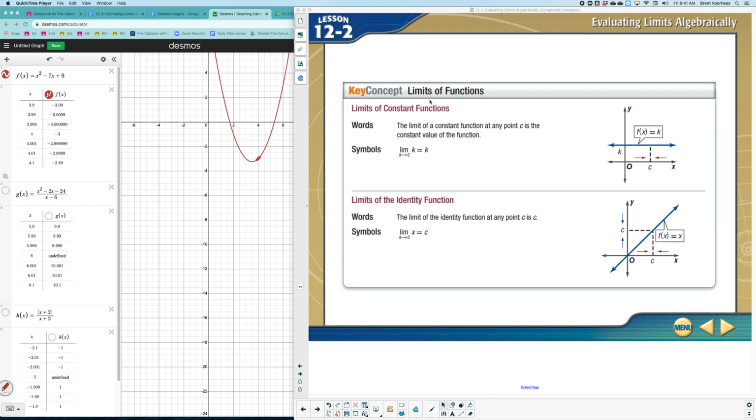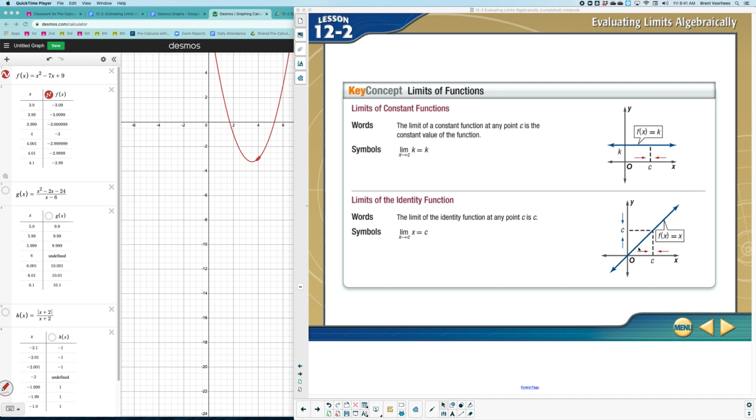So some limits of functions rules, as we've learned: if we're looking as x approaches this value c, that means you're looking at the graph as it approaches from the left side and the right side. As long as it's the same value, we'd get the value k. And this is saying if you have a constant function, then the limit as x approaches c of k will be equal to that k. So if that's the y value, that's what it'll be equal to.